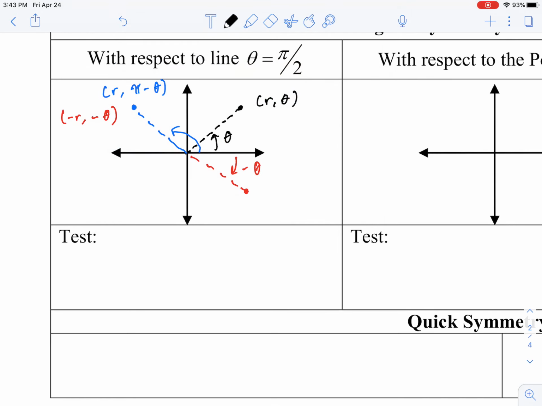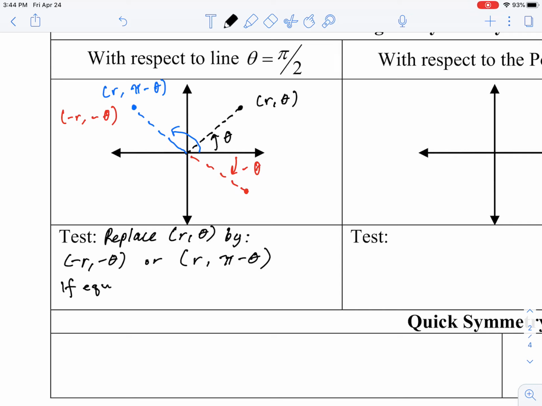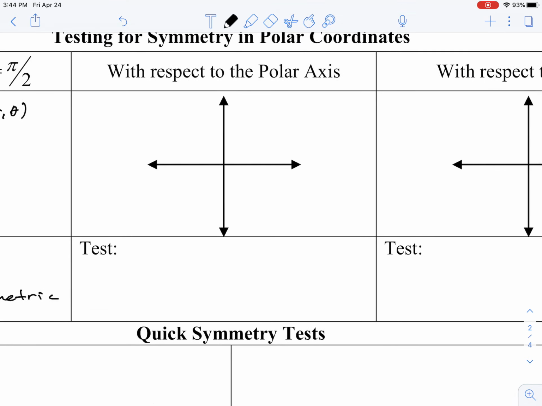So, in other words, if we want to check to see if a polar equation is symmetric with respect to theta is equal to pi over 2, what we would need to do is simply replace r and theta by either one of the two following: either negative r, negative theta, or r, pi minus theta, the supplement, as the first one we described. If we get an equivalent equation, then we know it's symmetric. And we'll talk a little bit about what it means to have an equivalent equation, because it doesn't necessarily mean that it's going to be the same exact equation, but we'll talk more about that in just a bit.